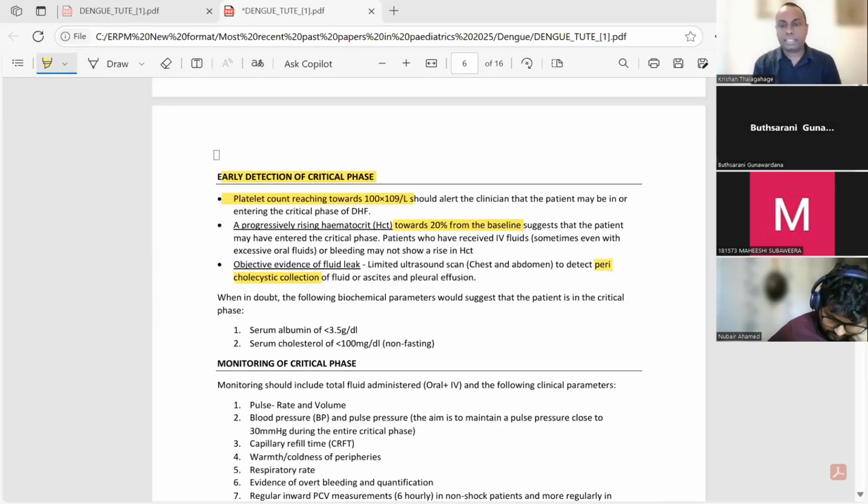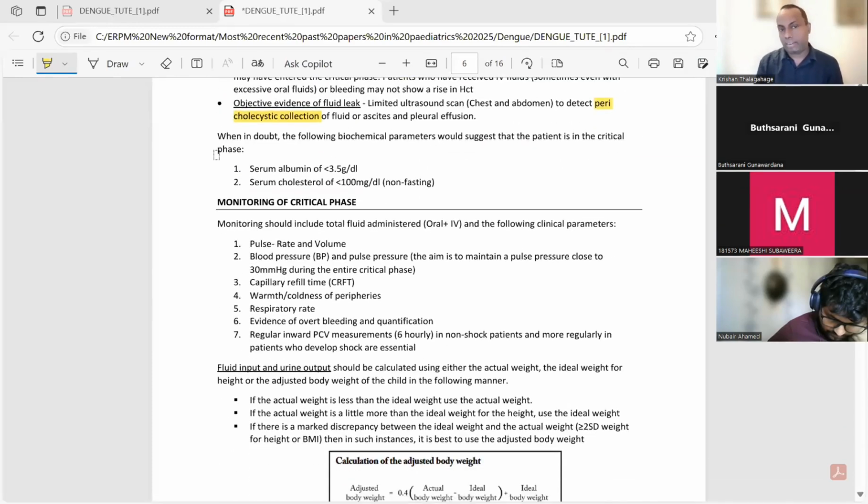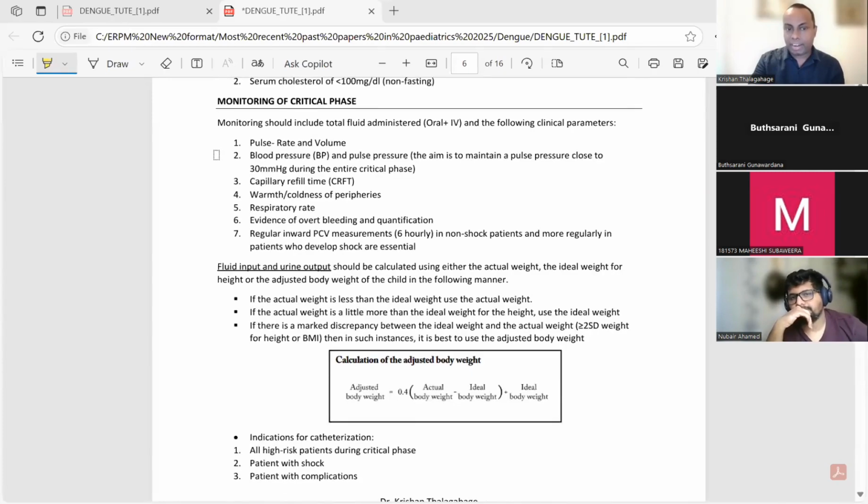Now, how will you manage the critical phase? That's the other question, how to manage the critical phase. This is very important to understand. What do we mean by the critical phase? The child has gone into leakage. Right? The child has gone into leakage.